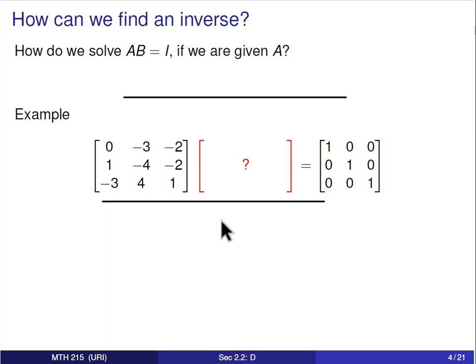We want to be able to take a 3 by 3 matrix, say, and figure out what the inverse should be. What can we multiply the matrix by in order to produce the identity?